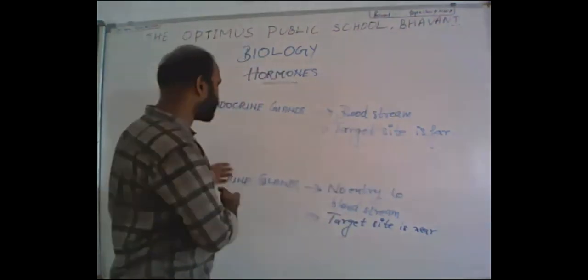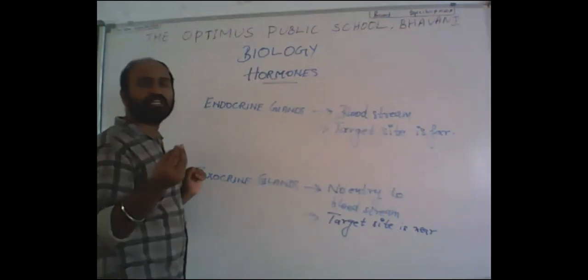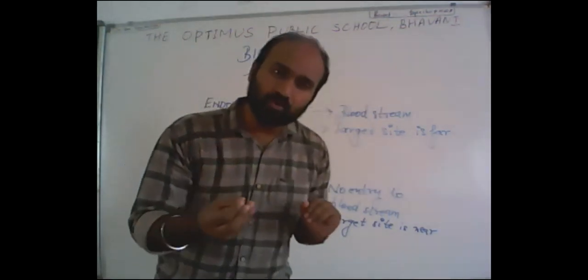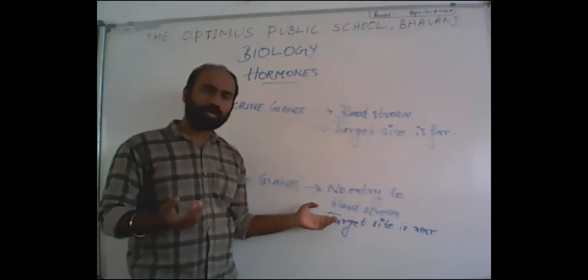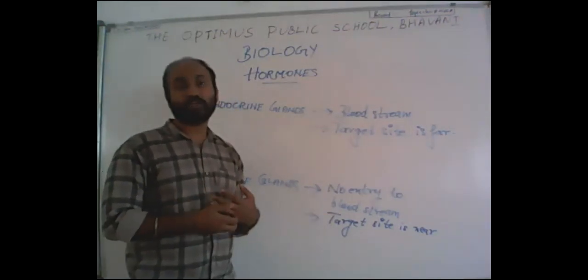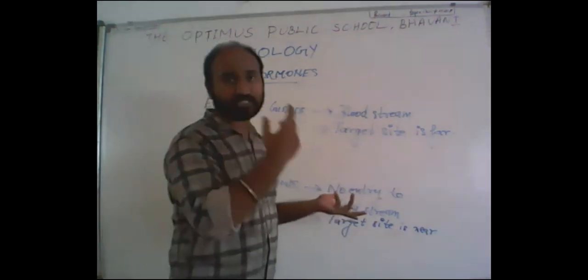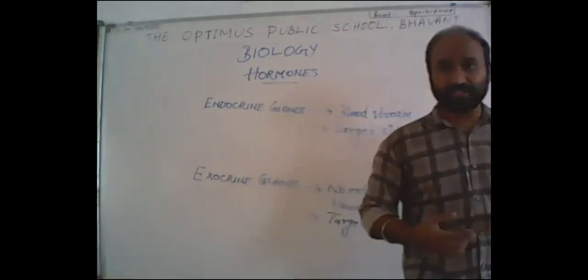Now, exocrine glands are those glands whose target site is very close. So it does not need to enter the bloodstream. Example: the sebaceous glands, then the sweat glands, tear glands.